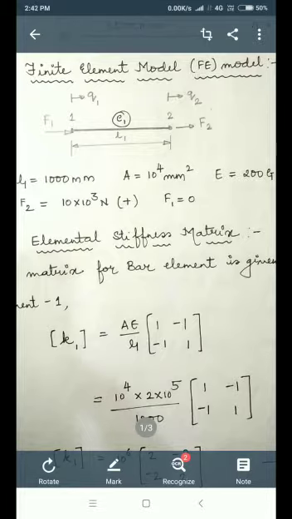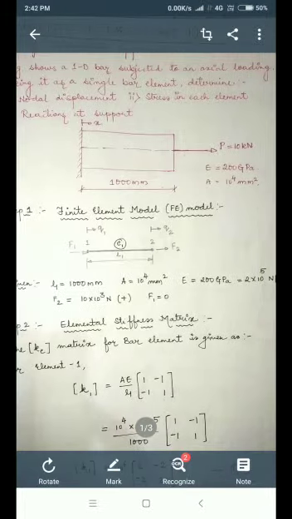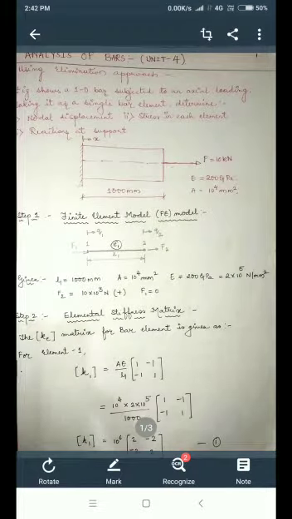Now calculate this part AE upon L, that gives the value as 2 into 10 to the power of 6. For simplification purpose, what I will do, 10 to the power of 6 I will keep it outside, only that value 2 I will multiply inside the matrix. Now stiffness matrix of bar element becomes K equal to 10 to the power of 6 [2 -2; -2 2].